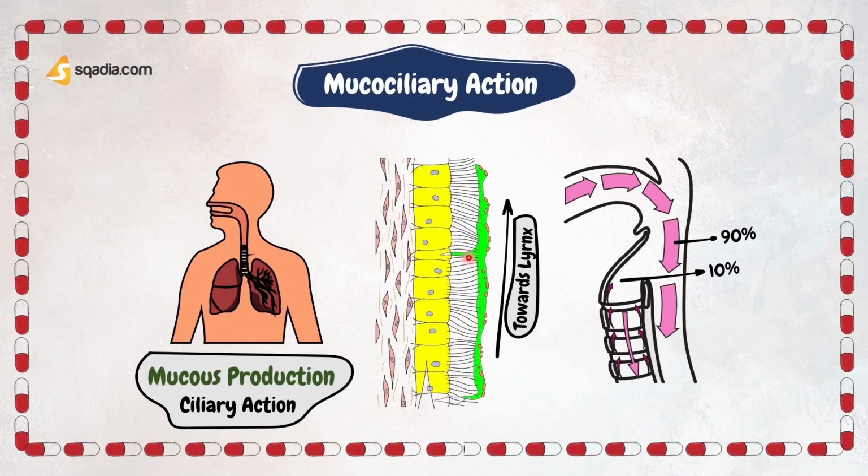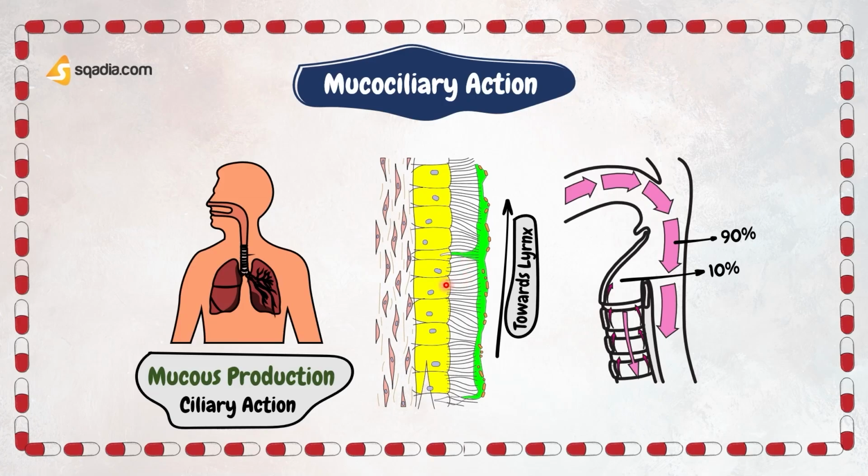Impairment of mucociliary action can lead to accumulation of mucus, which can create an environment for bacterial growth and increase the risk of infections, obviously. Certain respiratory conditions such as cystic fibrosis and chronic bronchitis are associated with impaired mucociliary action, highlighting the importance of this mechanism in maintaining respiratory health.